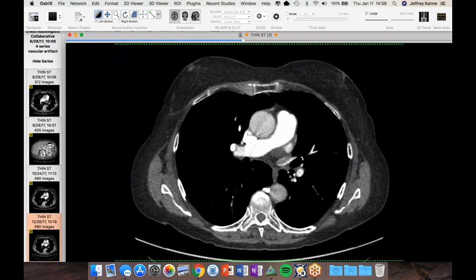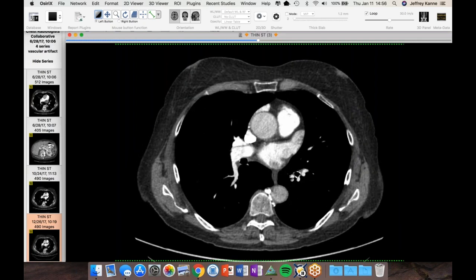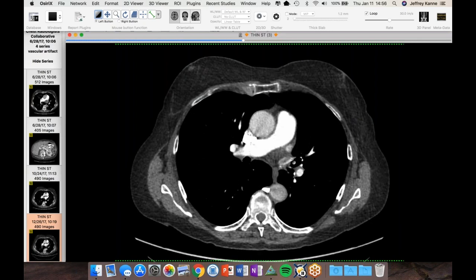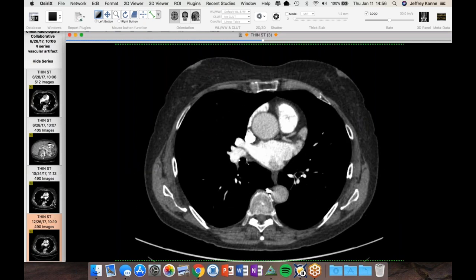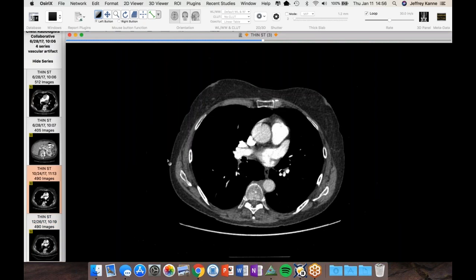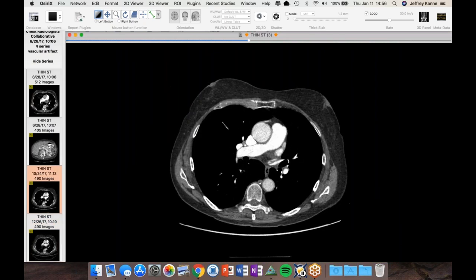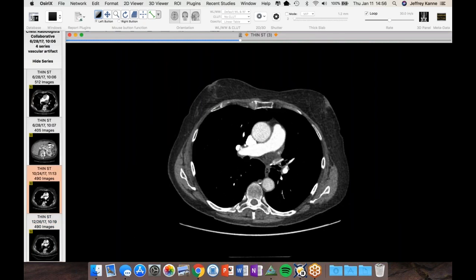So this patient had a cancer that had been treated with radiation and chemotherapy. And so the vein is shut down, but you can see there's sluggish mixing in that area. Now what's cool is we found some older studies. Here's one from a couple months before, and we still see that absent flow in the vein.